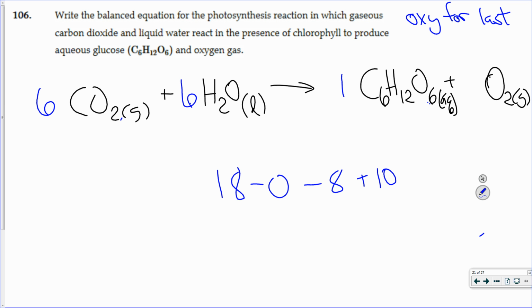So I've got 6 here. What would I have to do to make this 18 total? Okay, so I'd have to add 12 oxygens by doing a 6 in front of that. So that's 6 plus 12. That'd give me my 18 on this side. I've got 18 on the other side. The carbon 6, the hydrogens 12, hydrogens 12. So that gives me a balanced reaction.